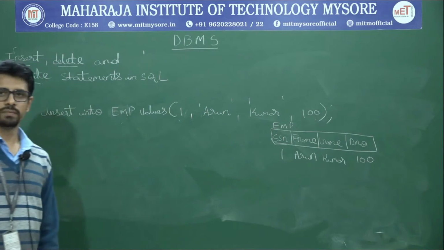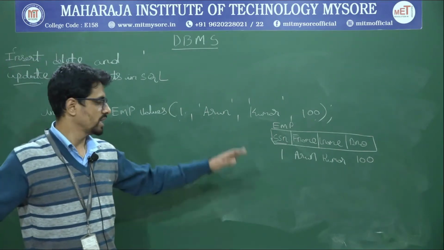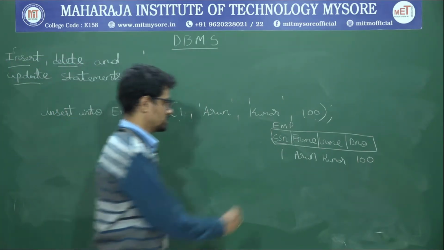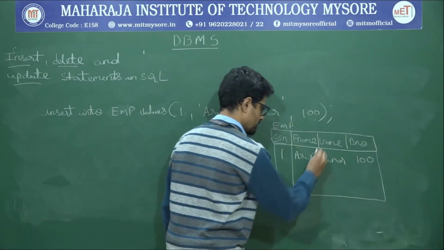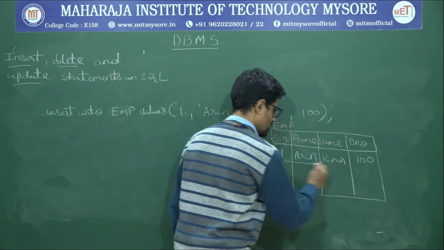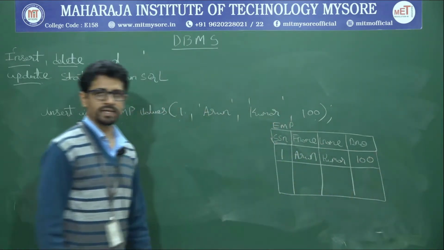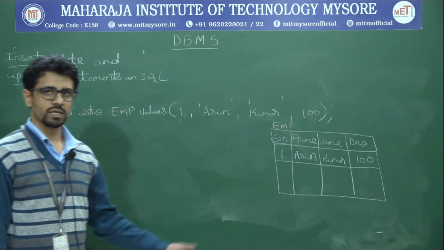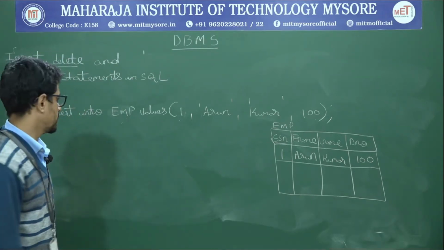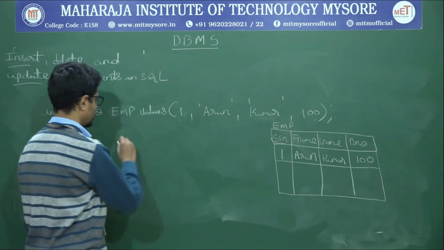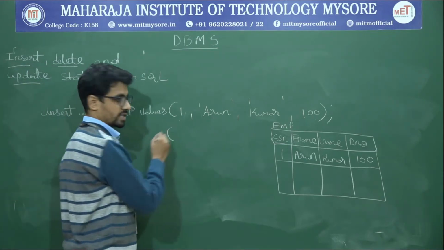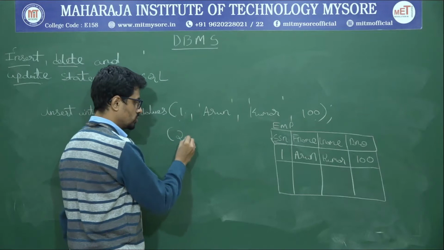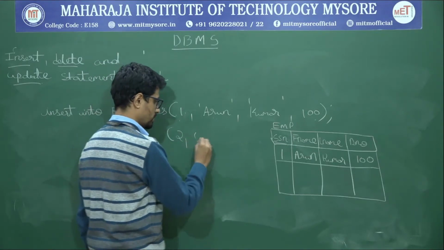That is 1, the first name is Arun, the last name is Kumar, and the department number is 100. This way the values are inserted into the table called employee. Now I will keep populating this table by using the insert command multiple times. I can write one more insert command with the same syntax, INSERT INTO employee VALUES, the second row, that is 2.